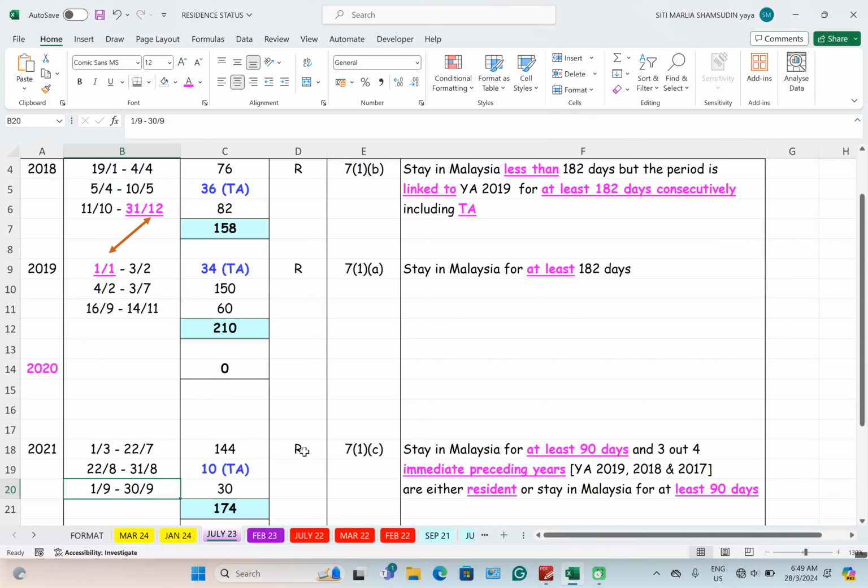Let's try C, guys. How about C? First condition, stay in Malaysia at least 90 days. And we got more than 90. And then 3 out of 4 immediate preceding years, you are given option. Either resident, if not resident, stay in Malaysia at least 90 days. So 3 out of 4 start from 2020. Guys, do we know the status yet? Not yet. But look at number of days. Is it at least 90? No. Okay. Scrap 2020. But we still have another 3 options, isn't it?